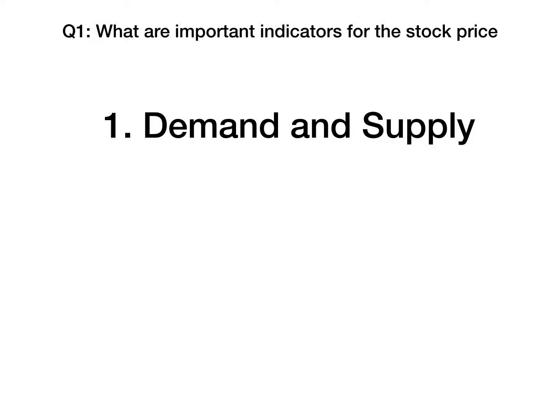Now, demand definitely determines which way the price will go, whether it goes up or down. So if there's an increase in demand, price will definitely go up. And if there is a fall in demand, price will definitely go down.